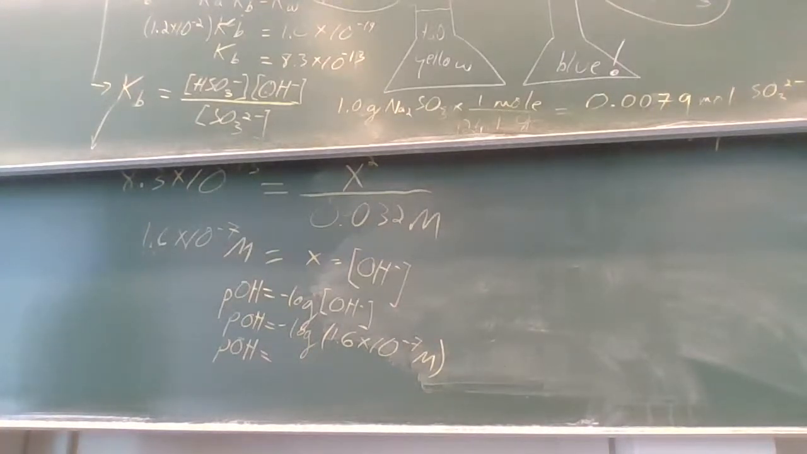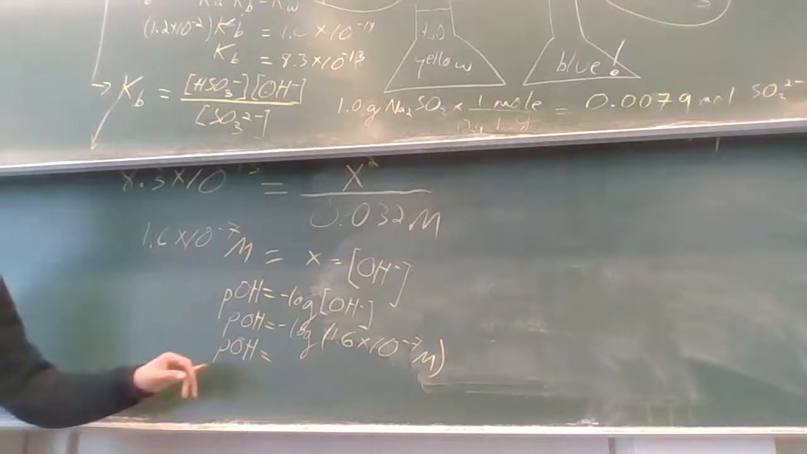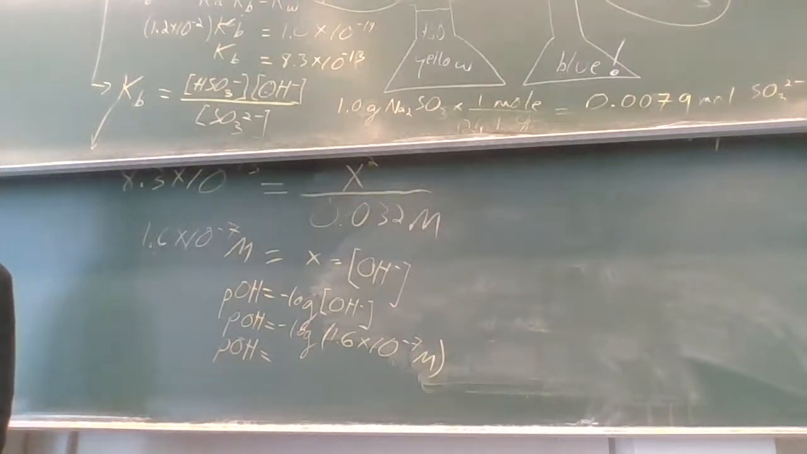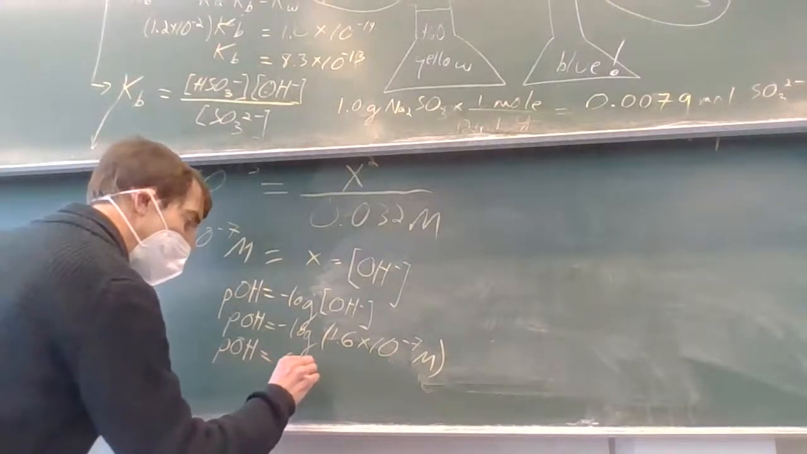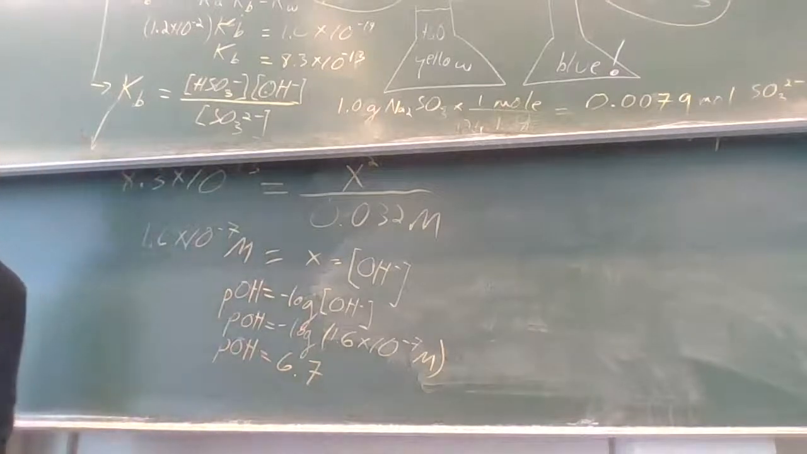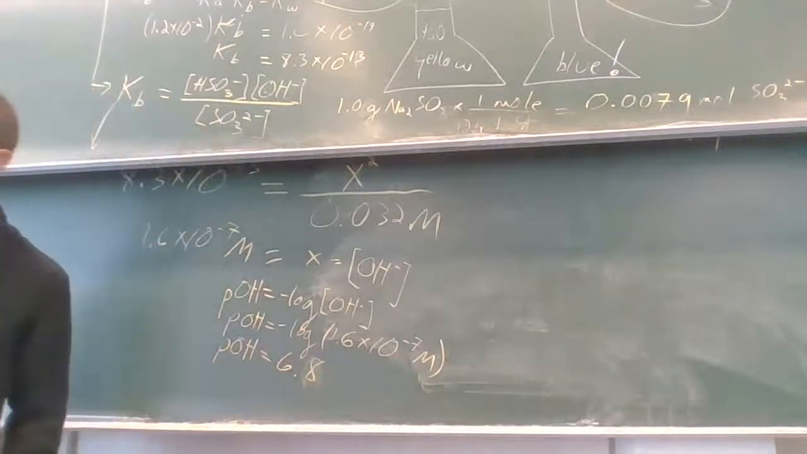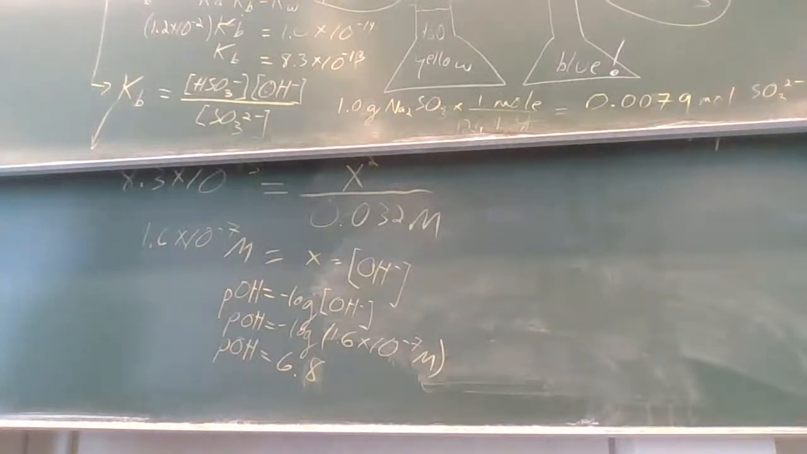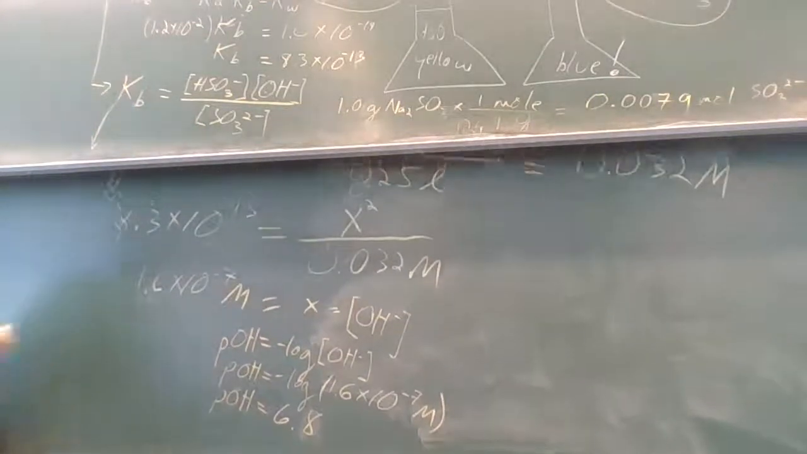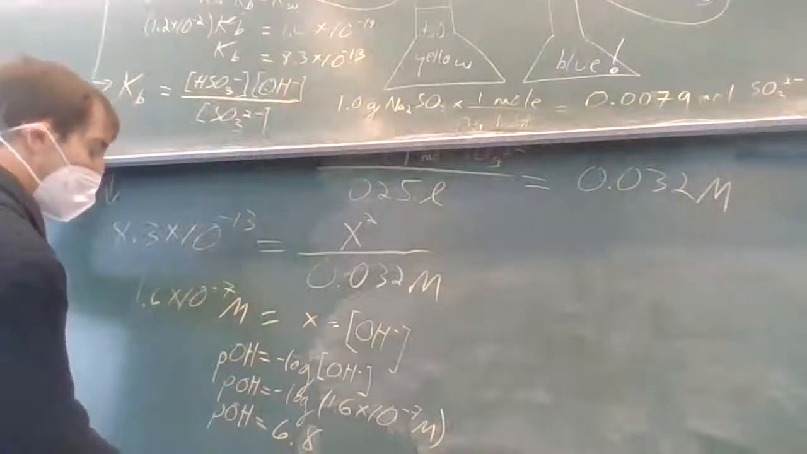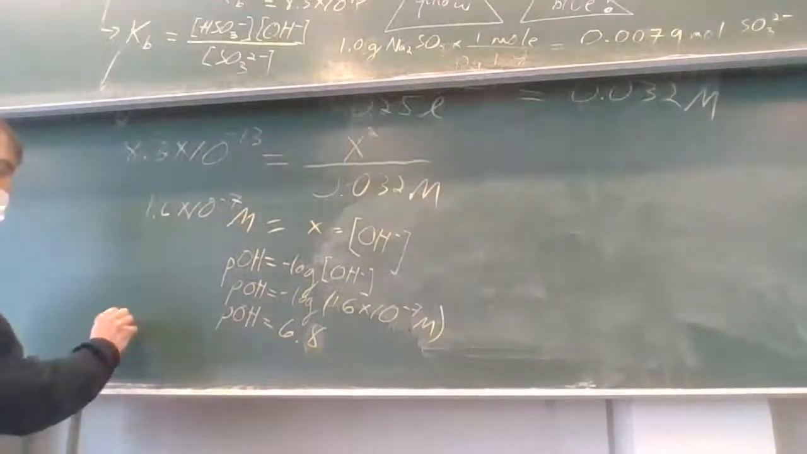So how about back to Anthony? Do you have the pOH? 6.7. Ellie's nodding. Thank you, Ellie. And thank you, Anthony. 6.7. Is that rounded? 6.8. Thank you, Penelope. Okay, good. So we're 99% of the way there. Look at what I wanted. I wanted the pH. Somebody take me the last percent.